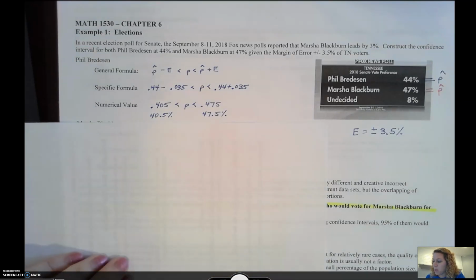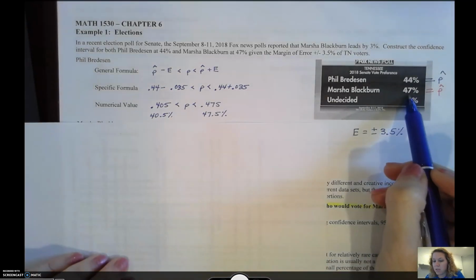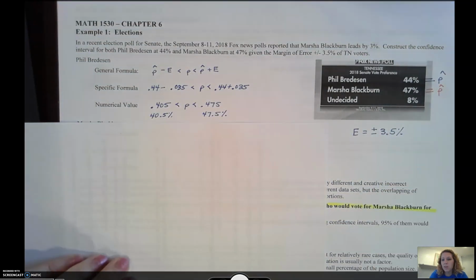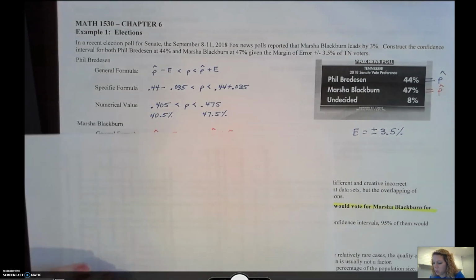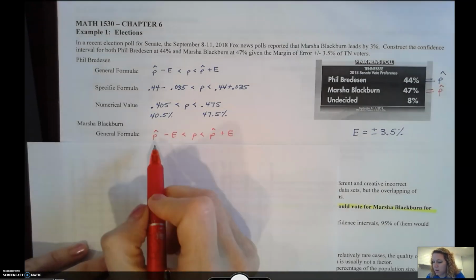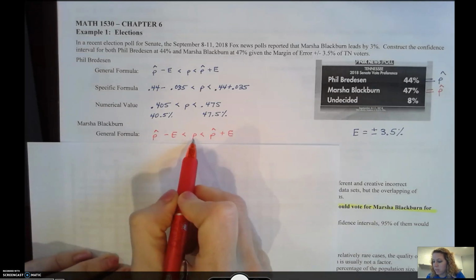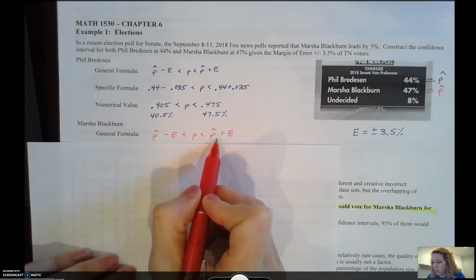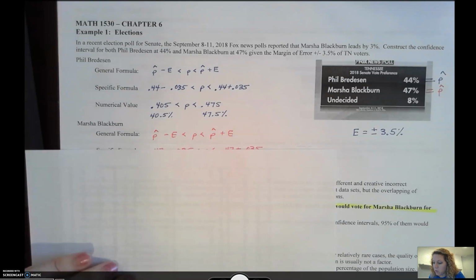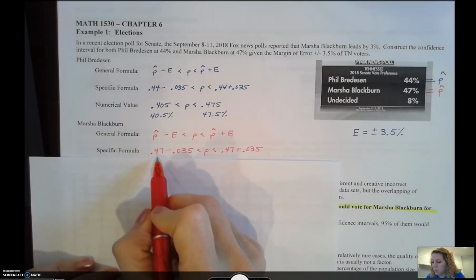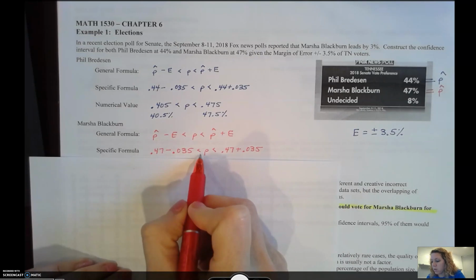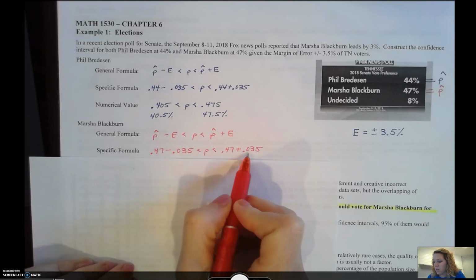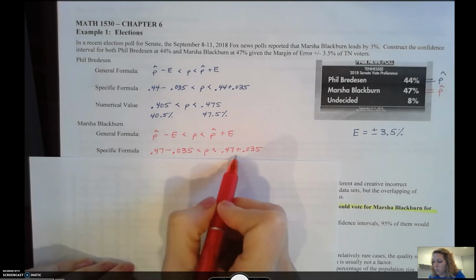Next, Marsha Blackburn. Marsha Blackburn currently in this poll is at 47%. That's her sample percentage of p hat. The margin of error is still plus or minus 3.5%. We use our general formula, which is p hat minus e less than p less than p hat plus e. Remember, that's our left endpoint with the minus and our right endpoint with the plus. Substitute those values in. 0.47 minus 0.035 less than our population proportion less than 0.47 plus 0.035. This will construct our left endpoint and right endpoint.